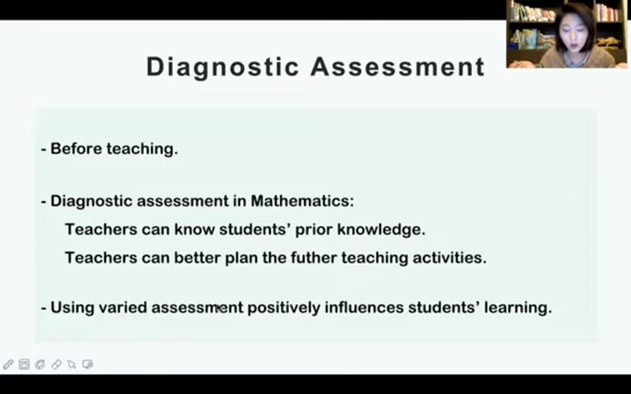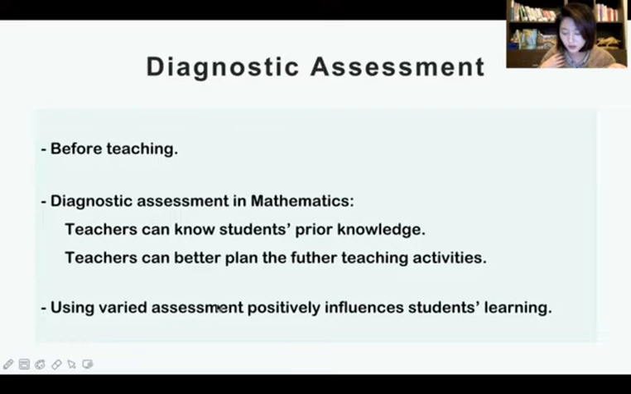Okay, so how to deal with the results from diagnostic assessment? Only knowing what students already know is not enough. Except planning more considerate teaching, teachers also need to do continuously varied assessment in each learning period to see whether the current teaching positively influenced students' learning. Okay, so it means we need to know how students really learn something.